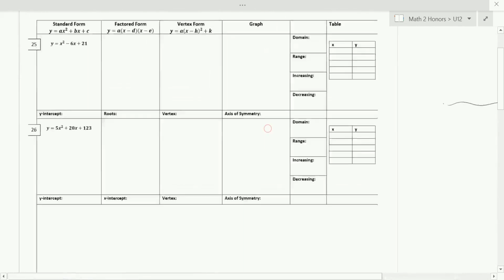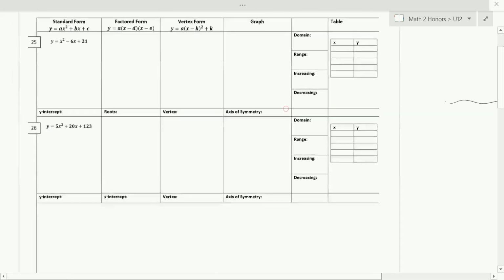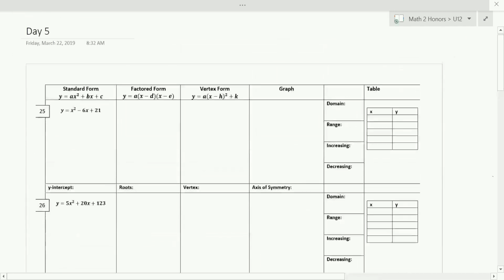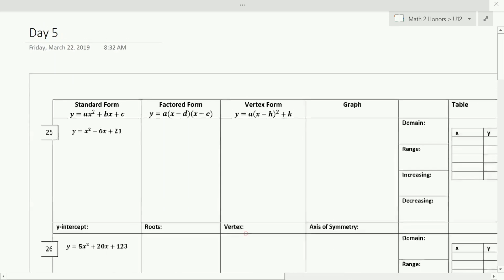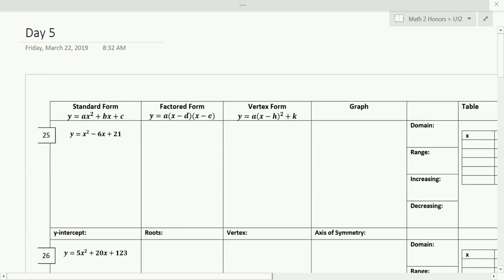All right, so we're going to use that here. And we're going to start with number 25. Okay. So what can we do with 25? Find the y-intercept. So plug in 0 for x and get 21, right? Because x squared would be 0, negative 6x would be 0. All you're left with is that 21. So (0, 21) is our y-intercept. Can we factor this? We come up with two numbers that multiply to 21 and add to negative 6. If we can, that's a much easier problem to deal with. Does it work?